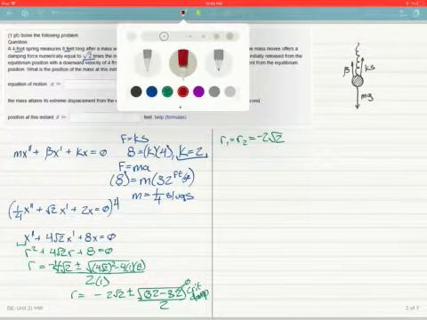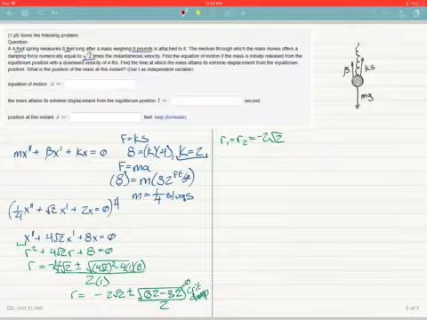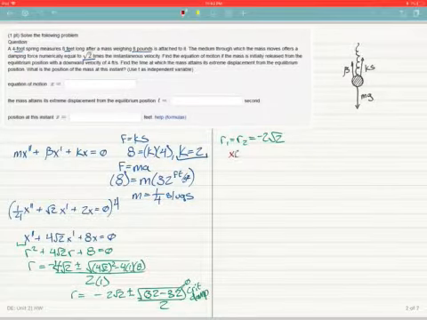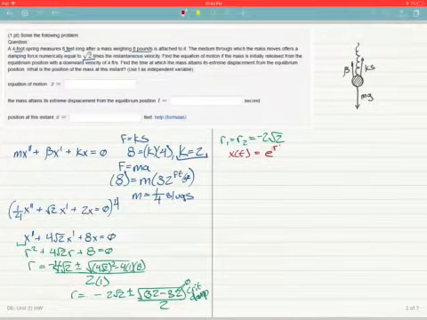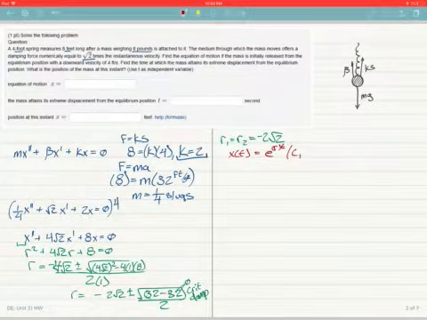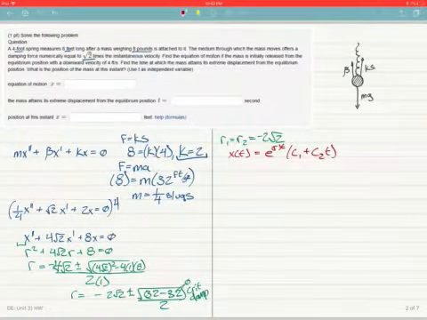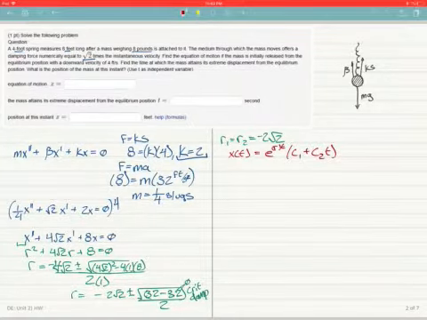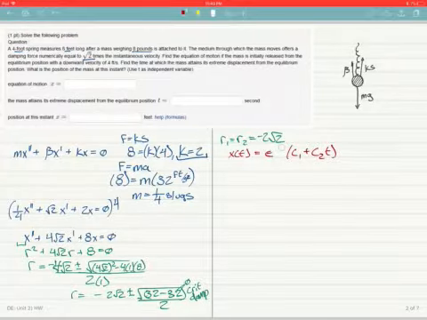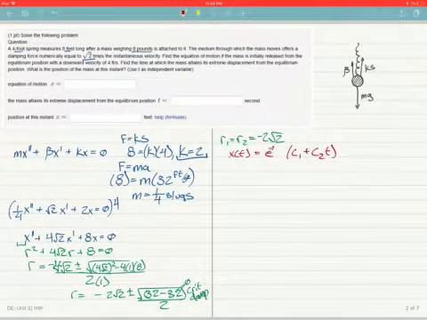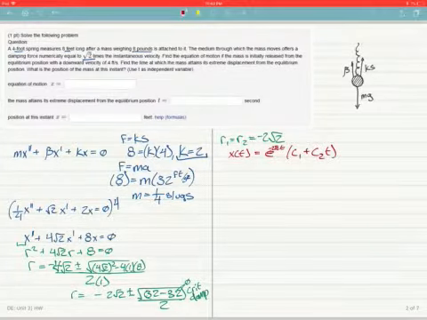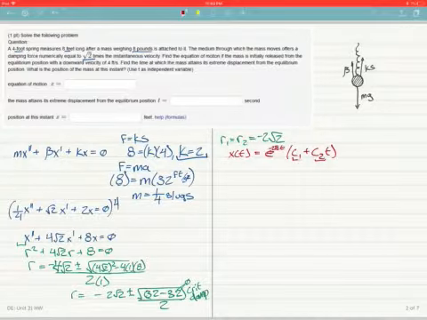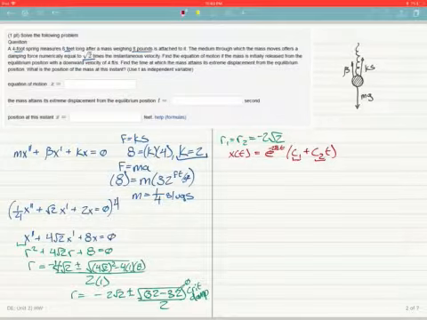Alright, so now we can begin our position equation, or equation of motion. X of t, for this example, is equal to e to the r t times c1 plus c2 t. And our r here is just going to be equal to negative 2 square root of 2 t. Alright, now we need to solve for these constants. And to do that, we need to use our initial conditions.